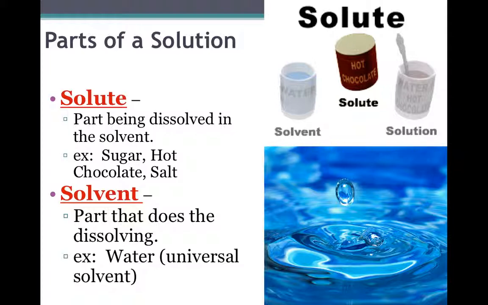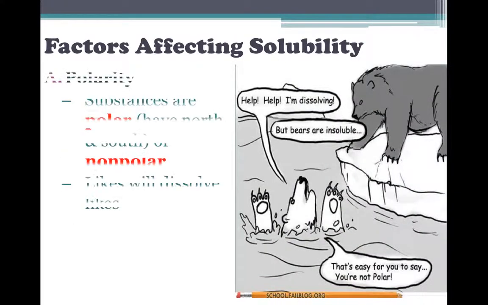So the solvent is the part that does the dissolving. Most things out there are water-based, like your Kool-Aids, a lot of your soft drinks, again, the sugar and water, salt and water, ocean water. The water is your universal solvent there.